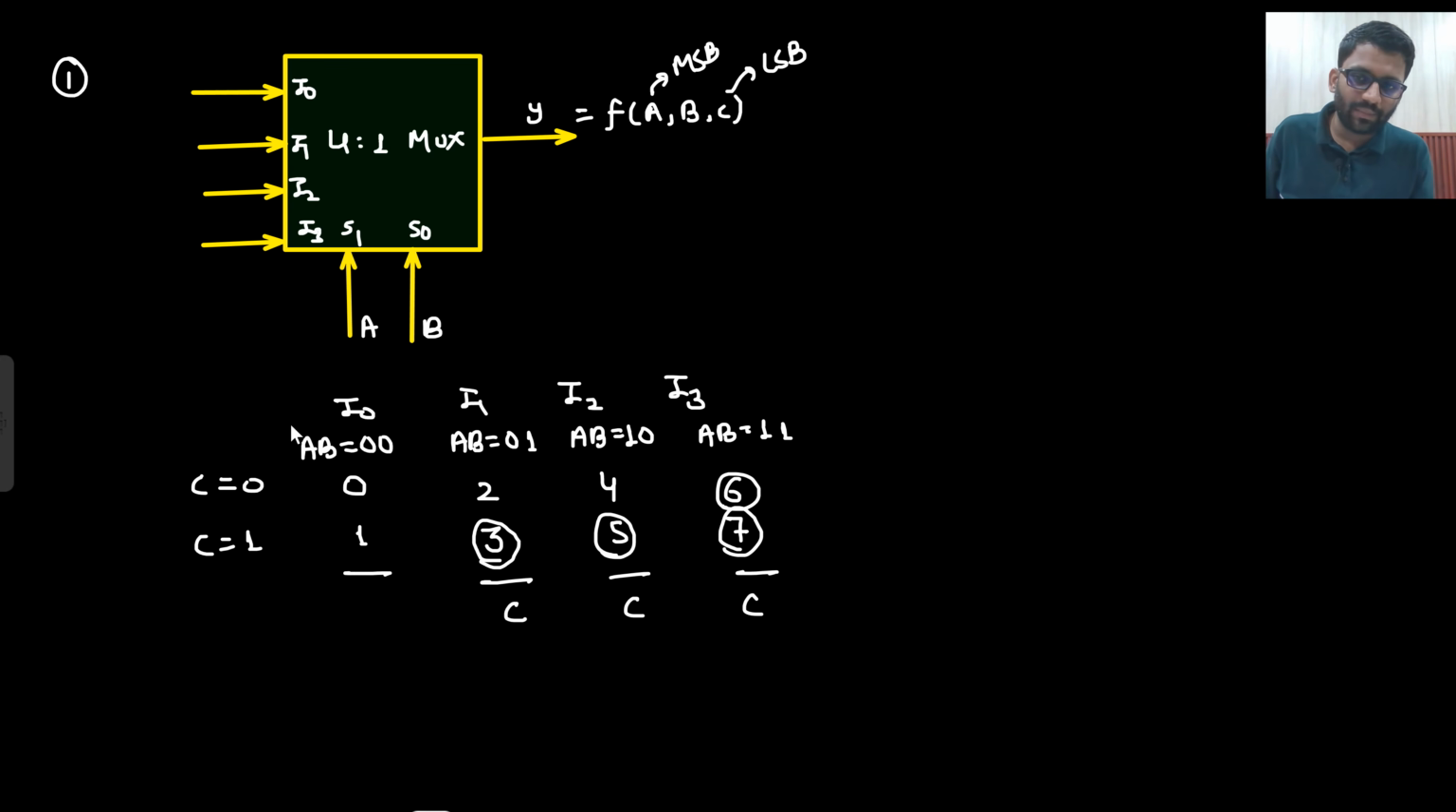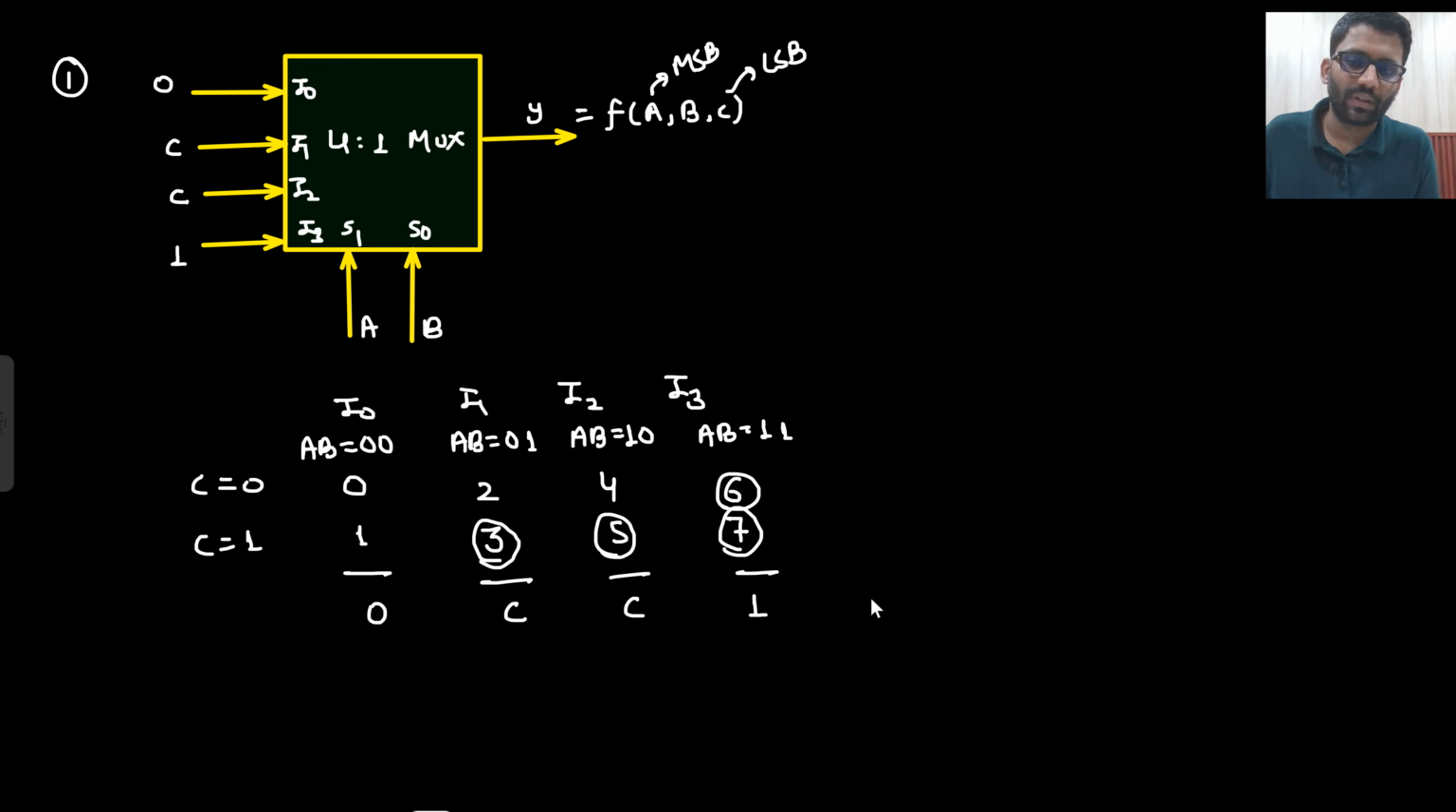Here C and C bar both will come. If there is a mark on both, that means it should be 1, since C plus C bar is 1. And here there is no mark, so this should be 0. So I0 value should be 0, I1 should be C, and this should be 1. You can check that out.